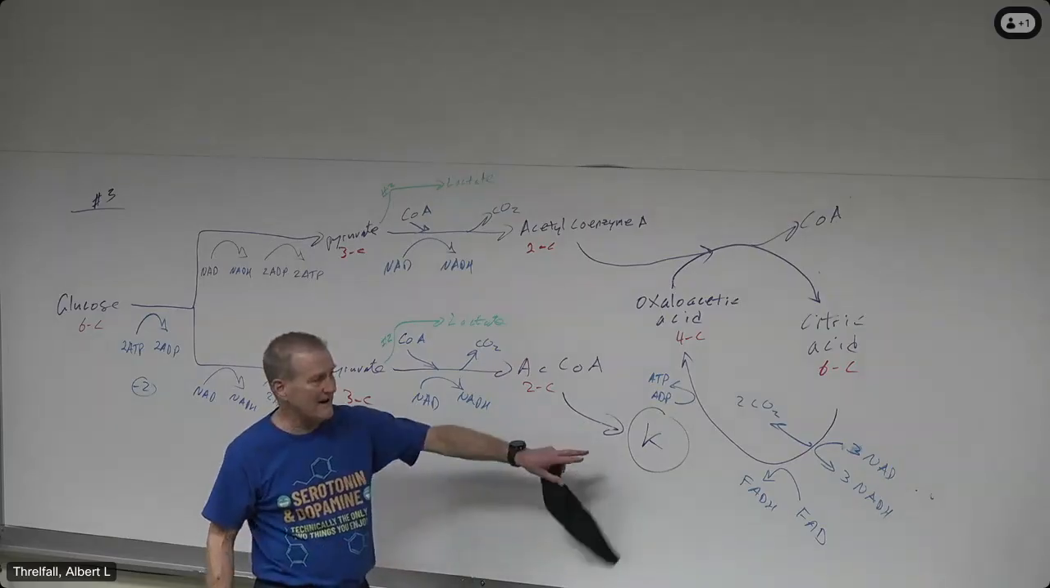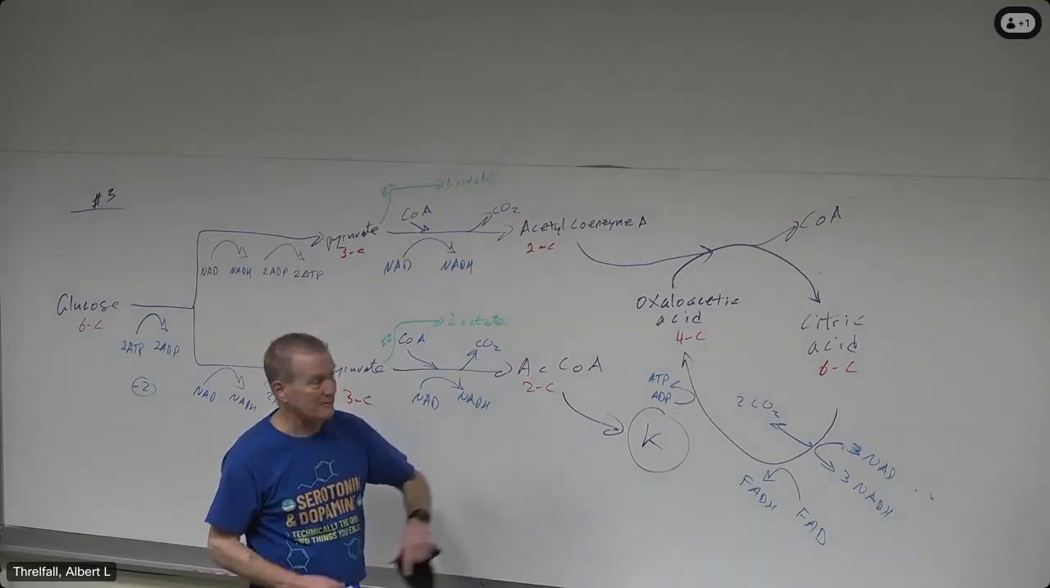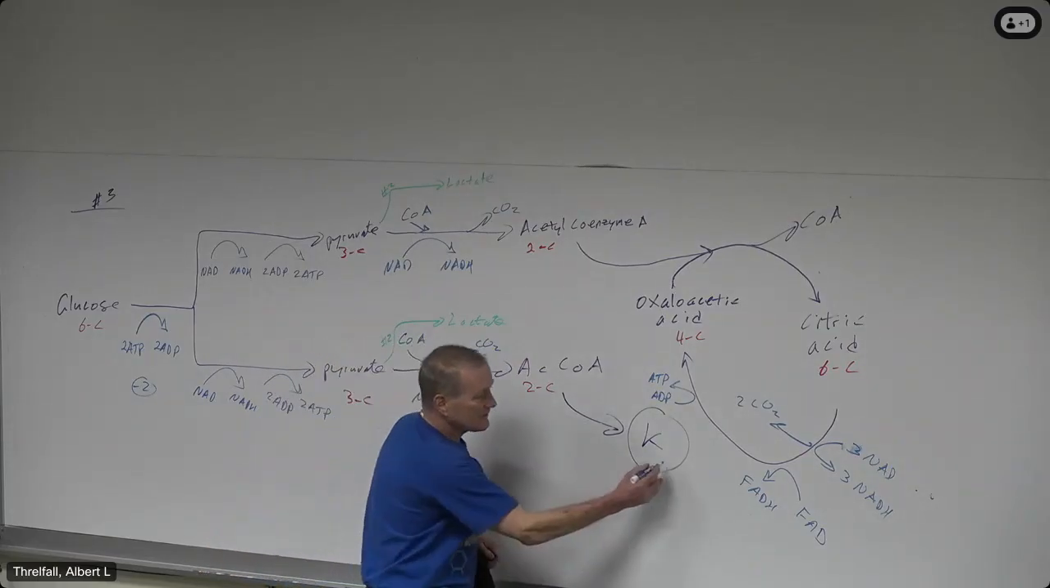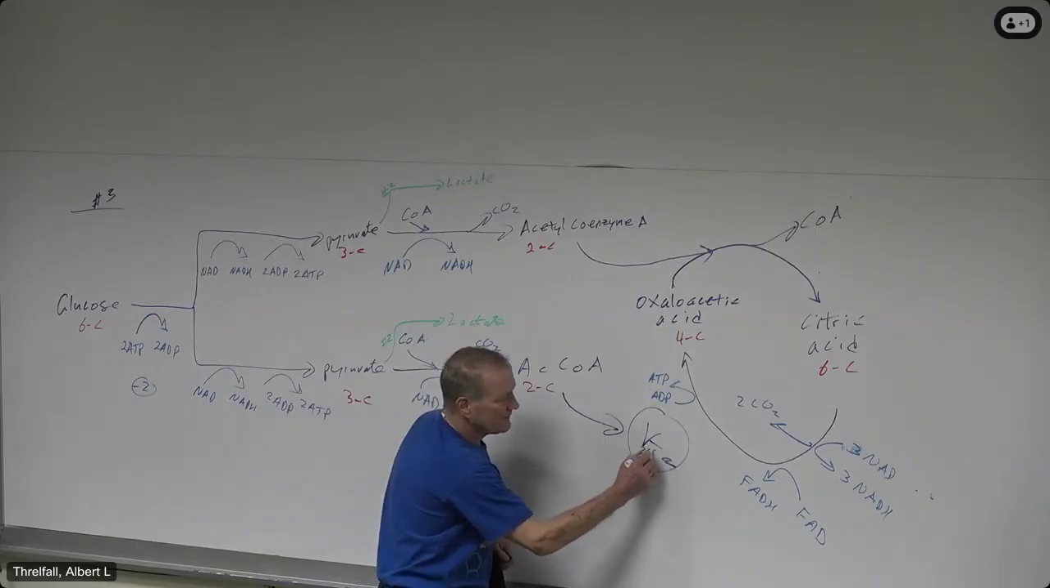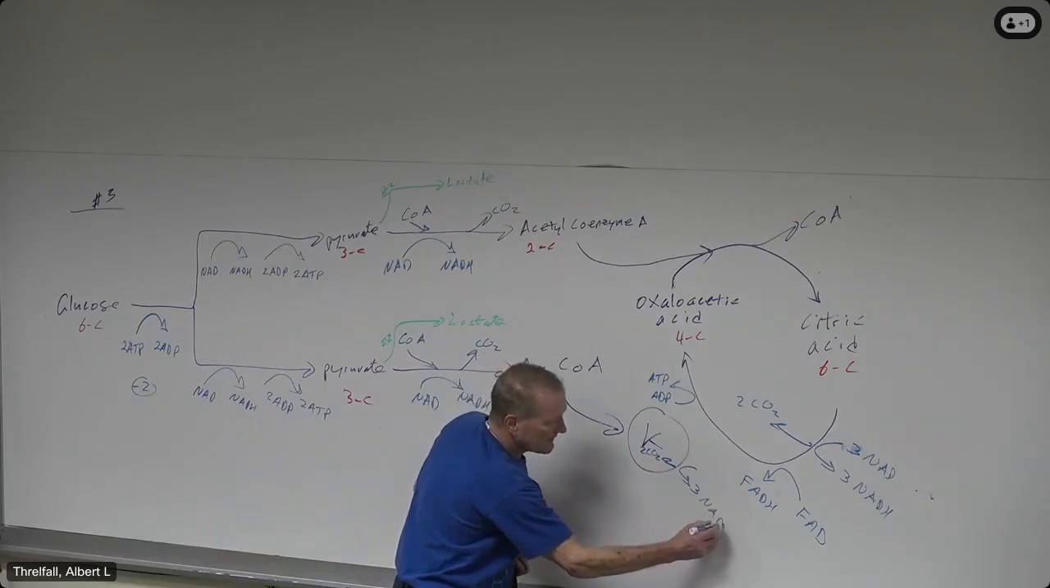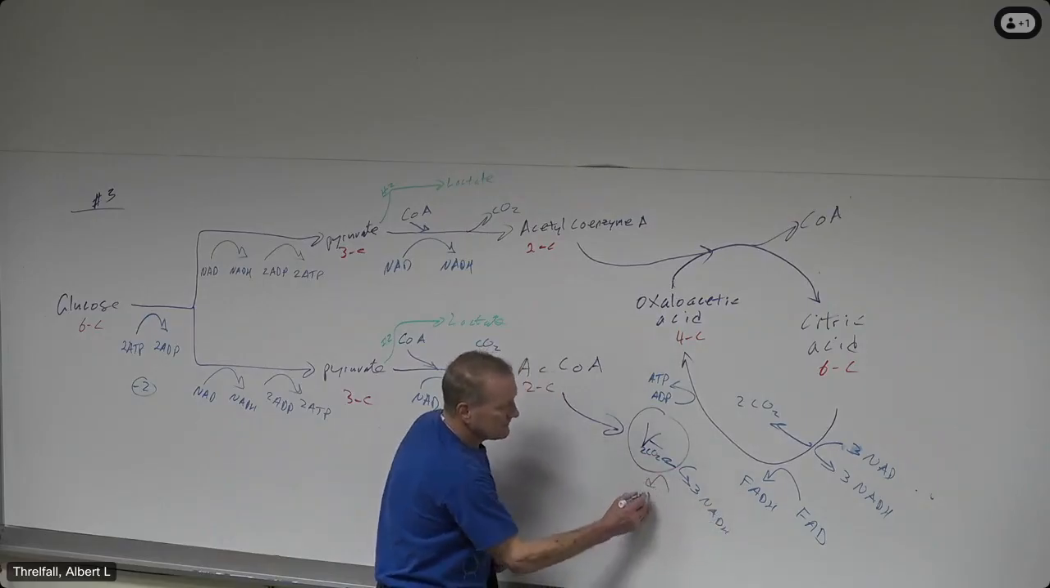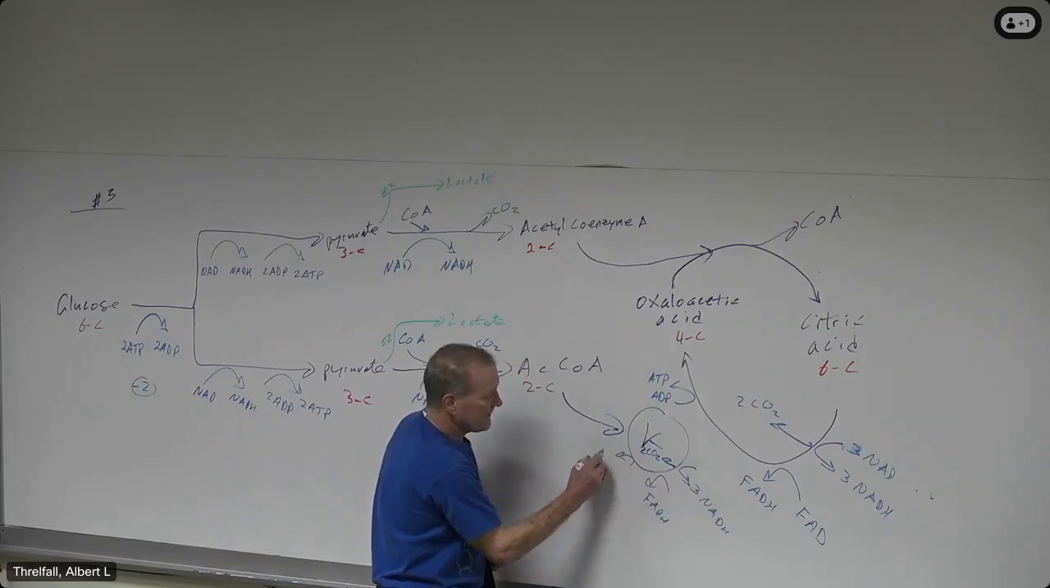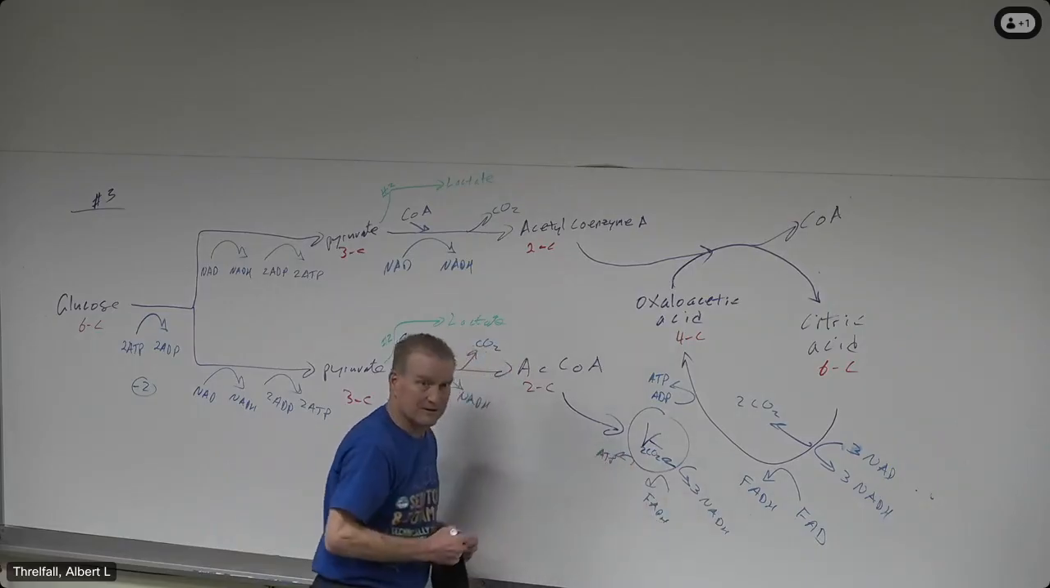Okay, so all of that happens with this other Krebs cycle. So we can sort of squish it in there. It's 2 CO2, 3 NADHs, 1 FADH, and 1 direct ATP.